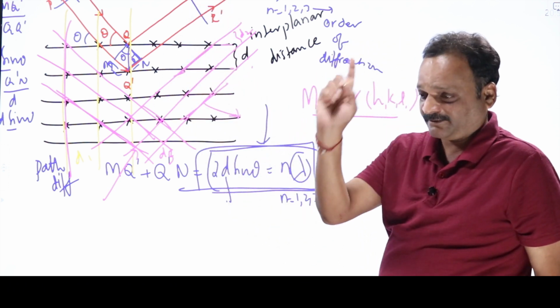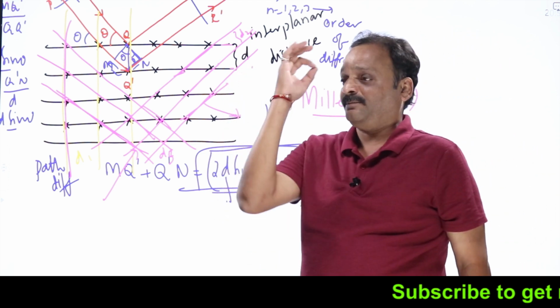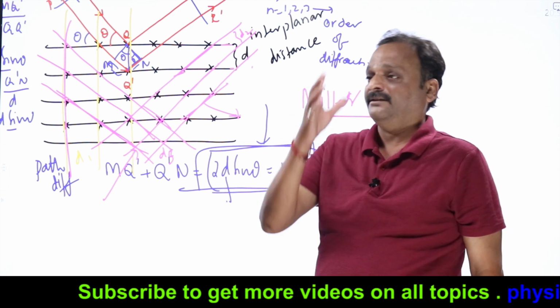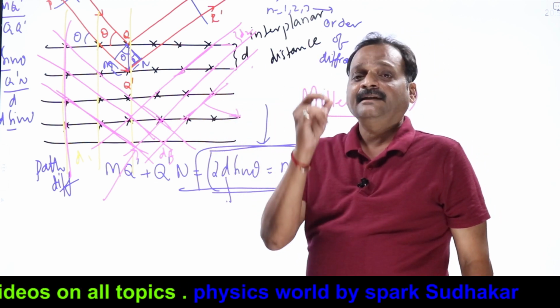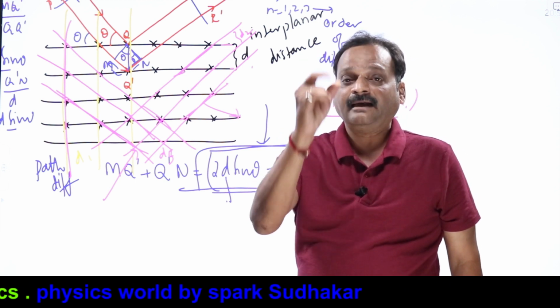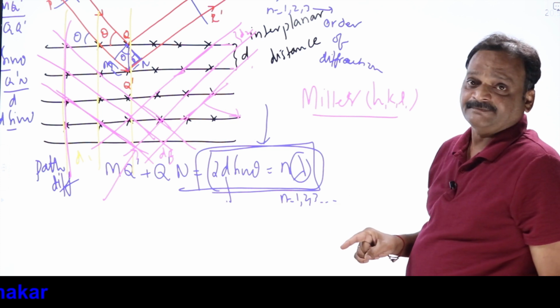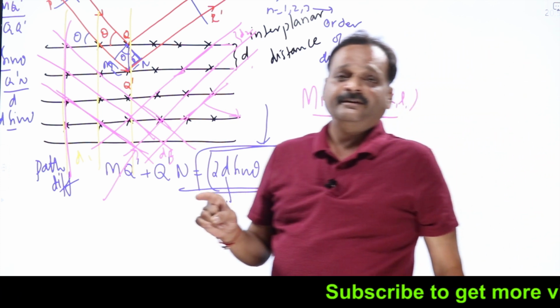Remember, that also is a question which keeps on getting repeated. Miller indices indicate a particular plane, a set of perpendicular planes, a set of parallel planes, or any plane, something like that. Some 4 options will be given. Miller indices indicate a set of parallel atomic planes. They are denoted by h, k, l. These Miller indices are important from the exam point of view.